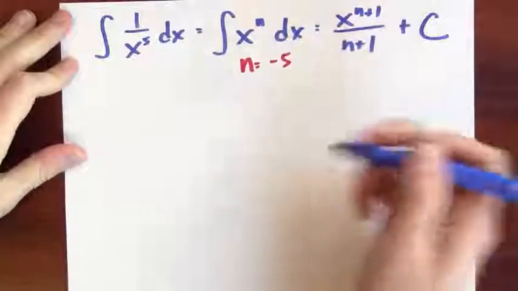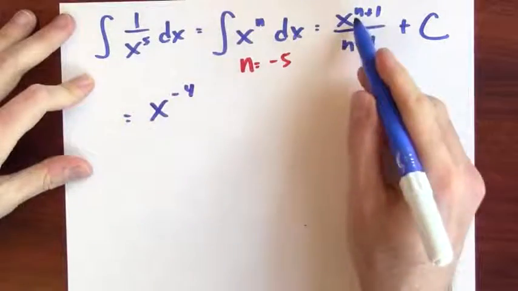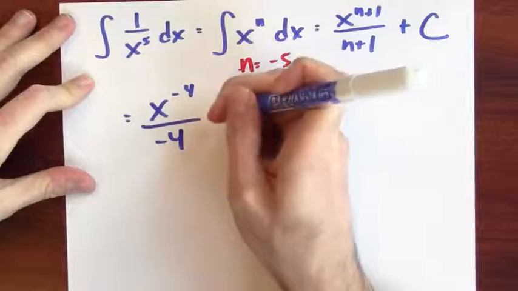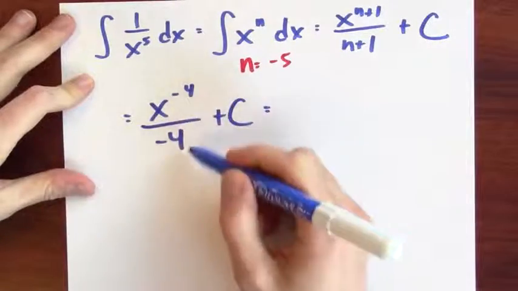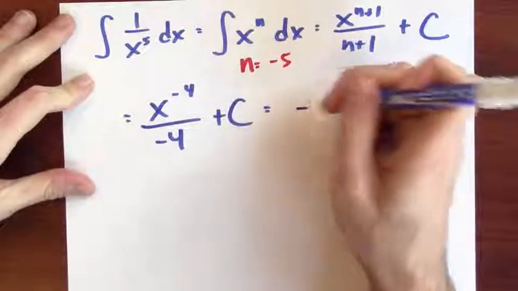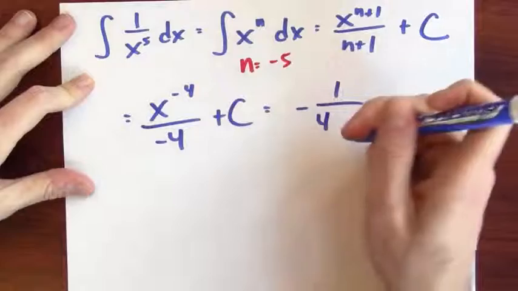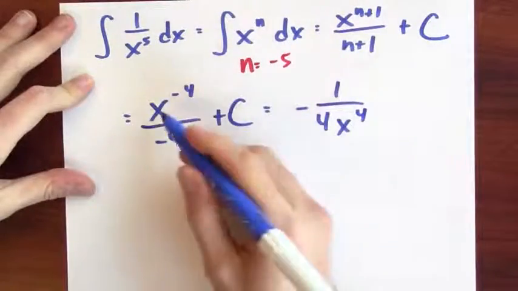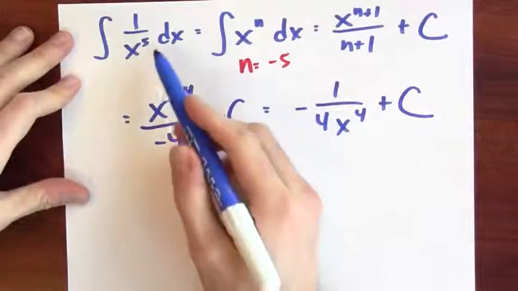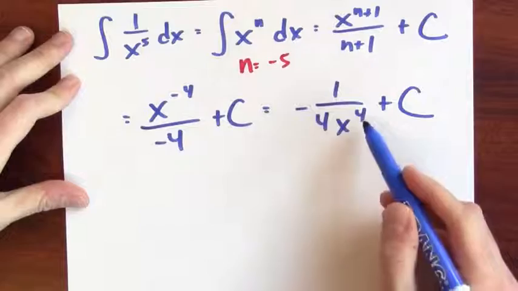Okay, now n is -5 in this case, so that turns out to be x to the -4, right? -5 plus 1 over -5 plus 1, which is over -4 plus c. Now, if I liked, I could simplify this a little bit, or at least make it look a little bit nicer. I could write it as -1 over 4x to the 4th, right? I can put x to the -4 in the denominator, plus c. Great, so an antiderivative for 1 over x to the 5th is -1 over 4x to the 4th.